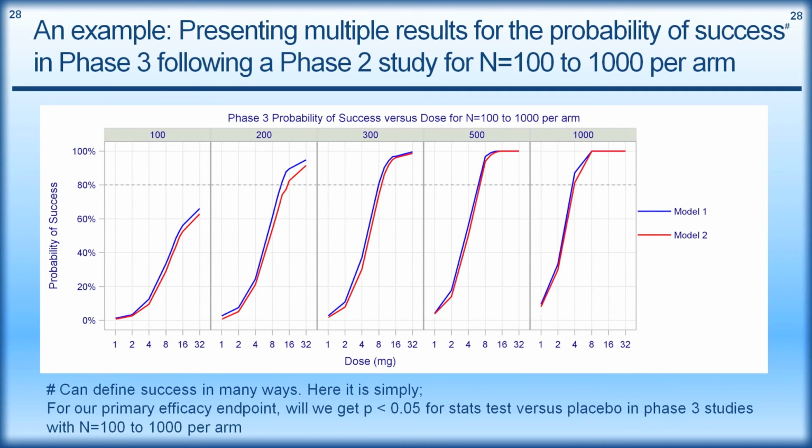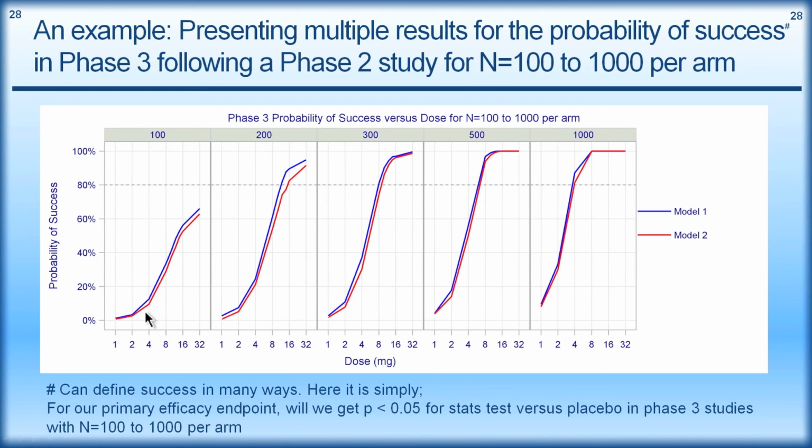So here's an example. In this situation, we were using a phase 2 dose response study, and we were interested to look at the probability of success in phase 3 following the phase 2 study for sample sizes from 100 per arm through 200, 300, 500 and 1,000 patients per arm in a head-to-head versus placebo. The metric of success here in this example would be the primary efficacy endpoint, which was to get a significant result for the stats test versus placebo in phase 3.